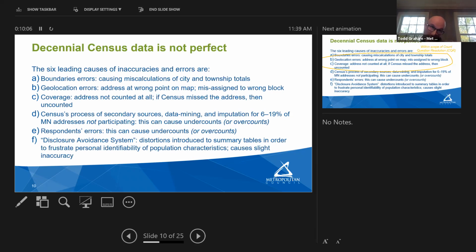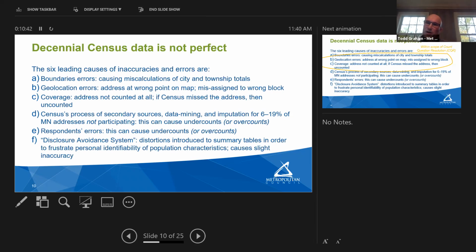Fifth problem, and now again, we're increasing in the complexity and rabbit hole nature of this stuff. Errors by respondents themselves. This could be accidental, or it could be deliberate omissions, like a census worker comes to the door and you don't want to name everyone who's living in your household, so you don't. How's the census worker going to know? You just want the census worker to take some information and go away. So that can lead to undercounts. There are also respondent errors that can lead to overcounts.